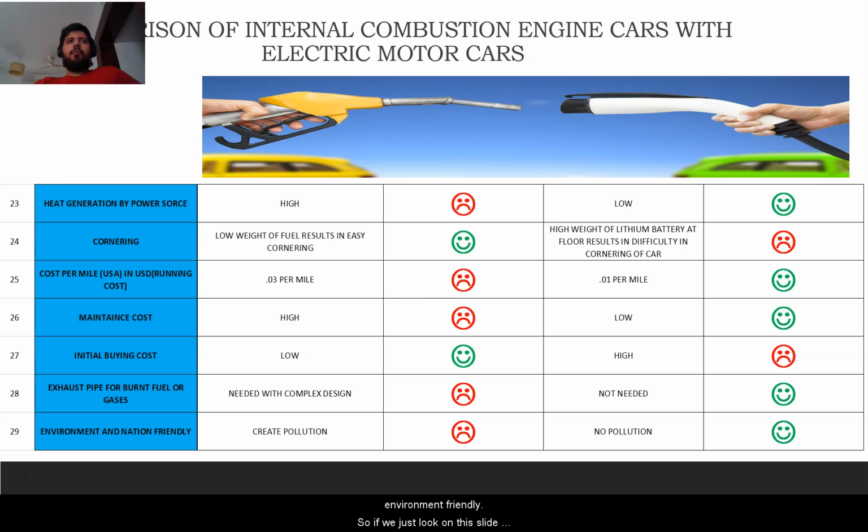So if we look at this slide, based on all evaluation factors, for heat generation, the electric car is a winner. For cornering, the petrol and diesel car is a winner. For cost per mile, again, the electric car. Maintenance cost, electric car. Initial buying cost, the petrol and diesel car is a winner. An exhaust pipe is not needed in electric cars, so it is a winner. Environment and nation friendly, no pollution, so the electric car is a winner.